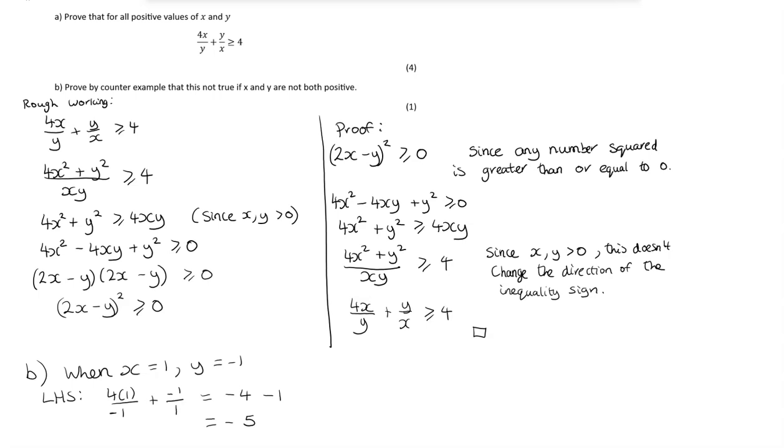Again, in the exam, please write below what you've done, but I'm just going to carry this on to the right-hand side here. So minus 5 is not greater than or equal to 4, as the inequality suggests. So it does not work for x equals 1, y equals minus 1. For a counterexample, I just need to show one case where it breaks down, and then you can't claim that it is always going to be true if it breaks down for even just one example.